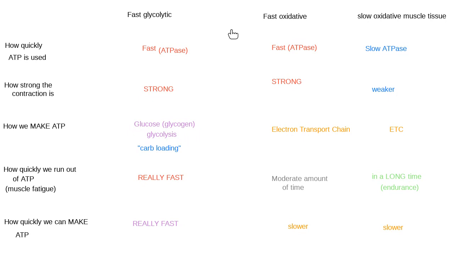This table that we just made together: underline, highlight, star. Take a picture of it, rewrite it on your own paper. This is the way I want you to think about your types of muscle tissue when you're studying. How quickly do they chop up ATP? Do they make a strong or a weak contraction? Where does that ATP come from? When they build it, do they build it fast or slow? And how fast are they going to run out? When are they going to fatigue?